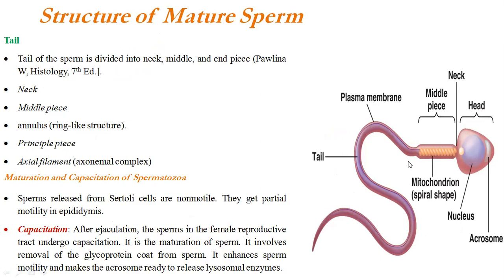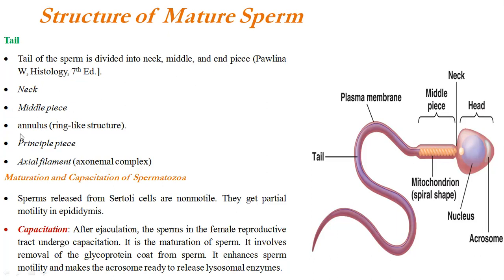Okay, and now when you check the middle piece, so many mitochondria are seen. The purpose of this mitochondria is, we know the sperm is a very active motile structure which is deposited in the vagina. It travels all the way through the cervix, the uterine lumen, and enters the fallopian tube, and we know in the ampulla of the fallopian tube, fertilization takes place. Hence, it requires a lot of energy for traveling, for which it has so many mitochondria in the middle piece.